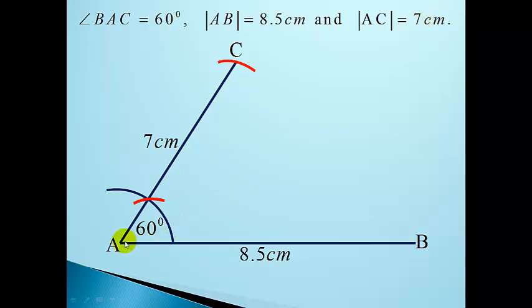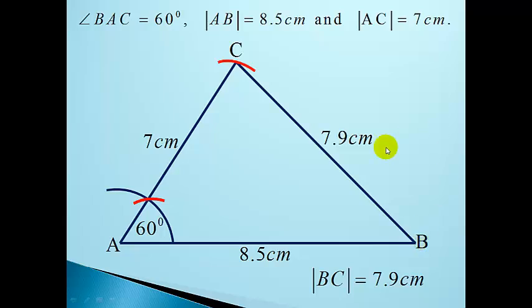Now we know that ABC is a triangle. That means that we have to join the points B and C. And so we draw a straight line from B to C as shown.